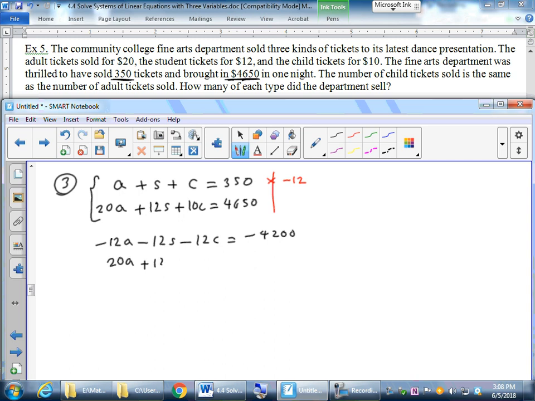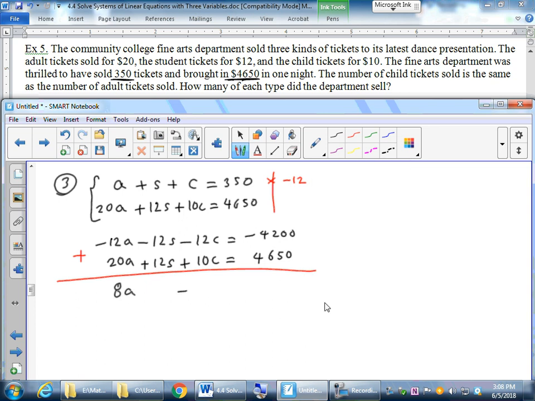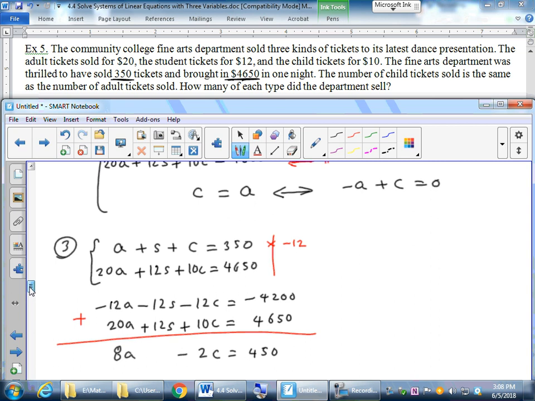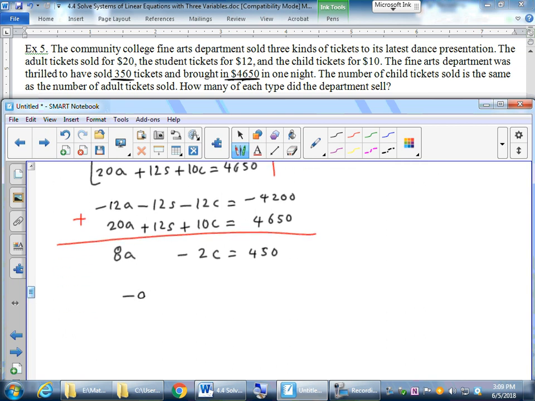20a plus 12s plus 10c equal to 4,650. And we add these two equations together to eliminate s. So this will be 8a minus 2c, that is equal to 450. Now we use this equation with the last equation from the original set to set up the system of 2 by 2 equations. So negative a plus c equal to 0, 8a minus 2c equal to 450.